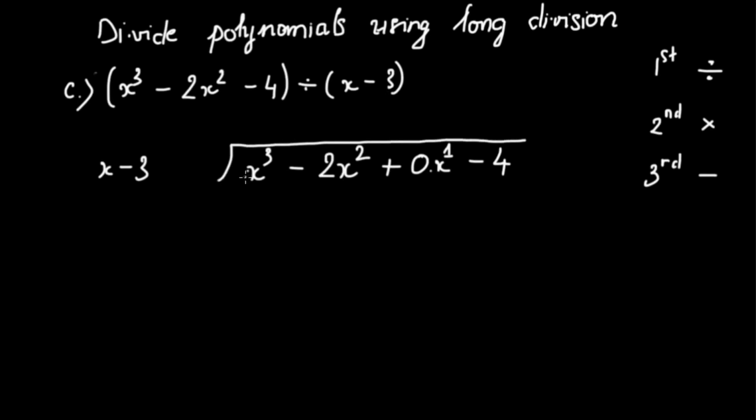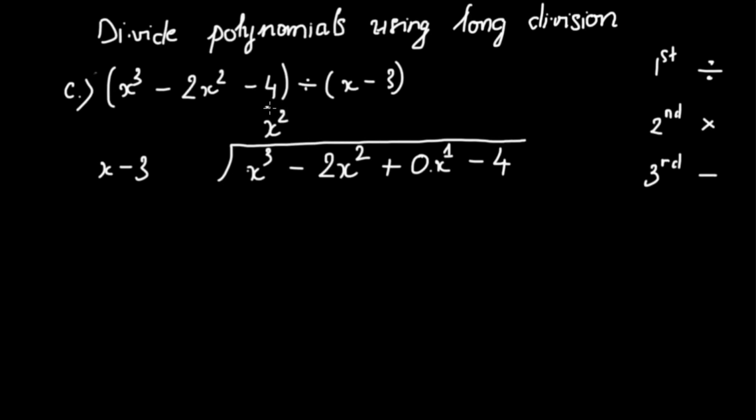After you set up the problem, you need to follow 3 steps. The first step is division. The second step is multiplication. The last step is subtraction. Let's follow the first step. We take x to the third divided by x. You get x squared right here. You write it here. The next step is multiplication.